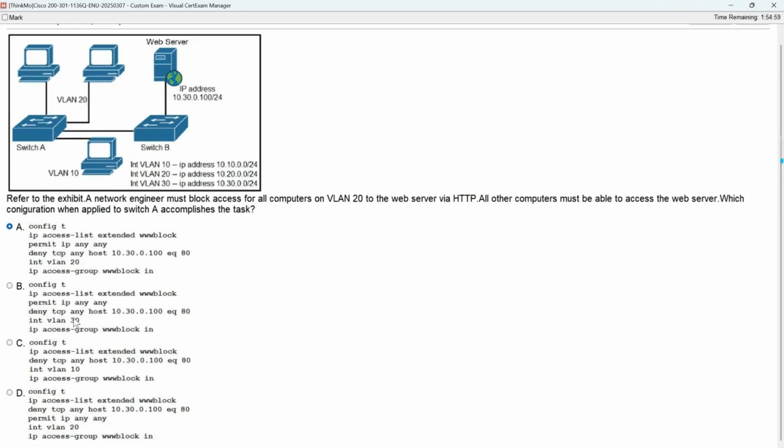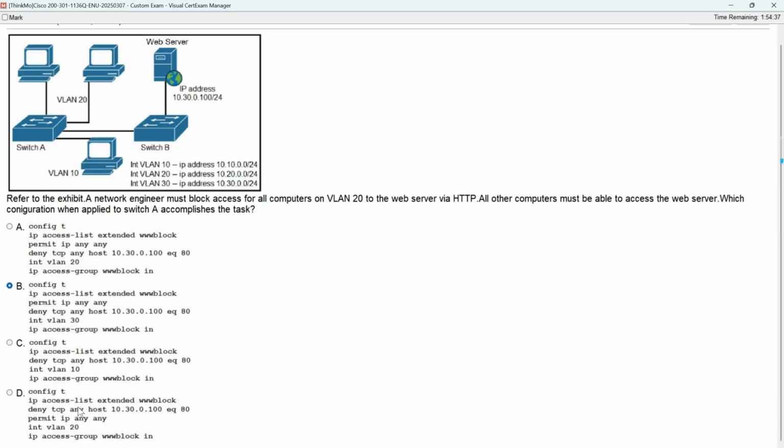Then looking at these options, the destination in all of them is TCP, right? So this part is correct. It's about accessing the target 10.3.0.100. And then the EQ here, followed by 8080 is the port number for HTTP, right? There's no difference here. And then pay attention to this part.